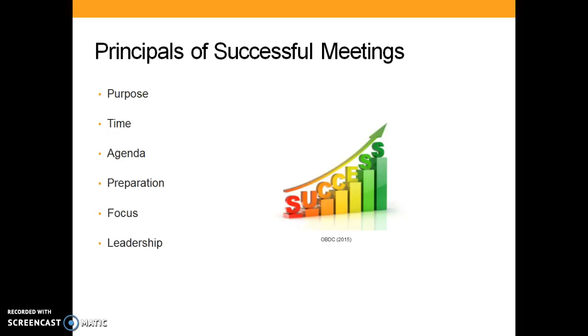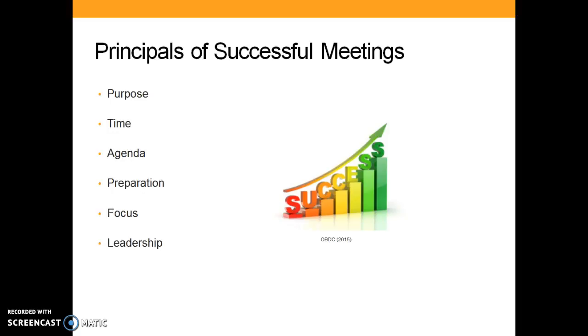Second, time. The question here is how long should the meeting be? Every situation is different, so there's no single set time that works for all meetings. The rule of thumb is, the shorter, the better. Schedules need to be concise, and by scheduling less time, this will force members of the meeting to use time more wisely.